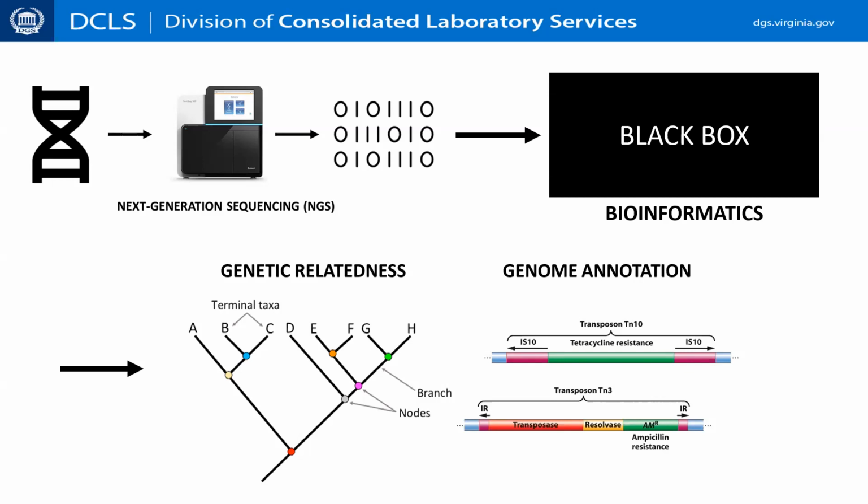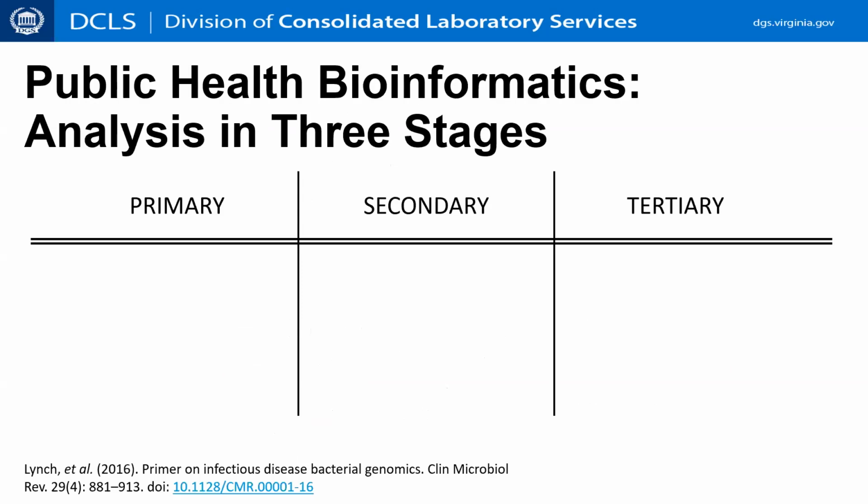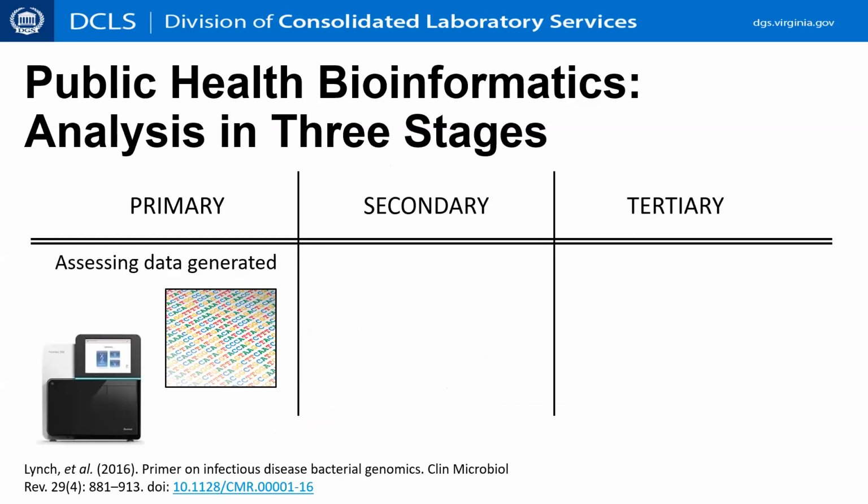And when we're talking about bioinformatics, I like to think of it in three phases that Lynch and the folks at Public Health Canada, I think actually British Columbia specifically, described in their primary and infectious disease bacterial genomics paper that I have linked below. They talk about it in these three stages: the primary, secondary, and tertiary stages of bioinformatics analysis. The primary is looking at the data that was actually generated, and a lot of this is quality control. What does the data look like? Is it strong enough for us to make some sort of decision that will inform our public health action?